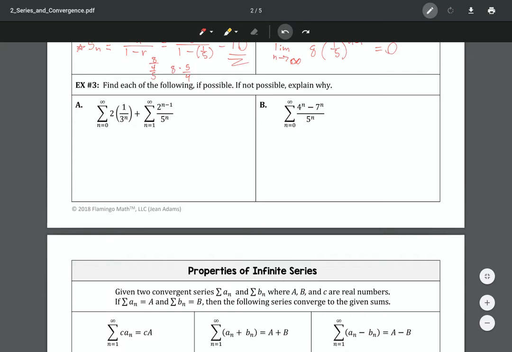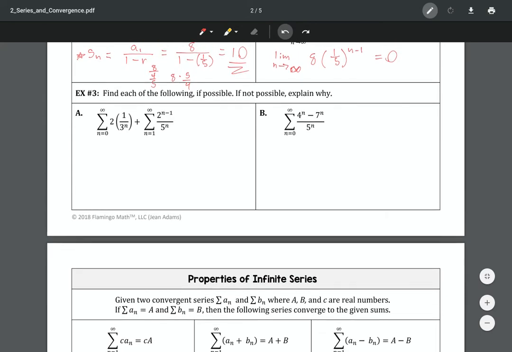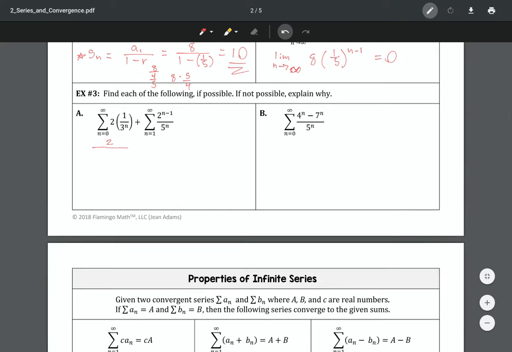Now in this one, they're asking us to find each of the following if possible. So we're going to try to find the sums of these. Since I noticed that the first part, for example, is a geometric sum, I can just use that formula I showed you, where I used the first term, a of 1, which is 2, over 1 minus r.